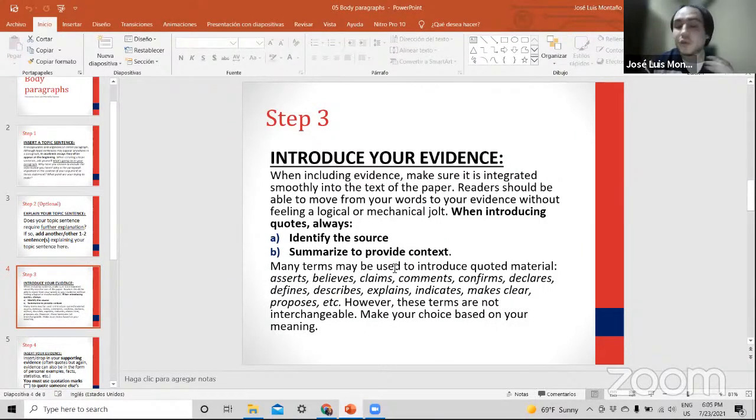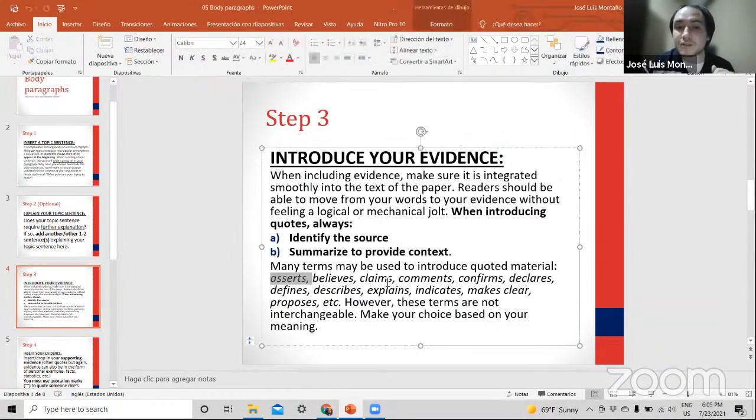First, you can introduce the evidence by using many verbs. You have many possibilities. For example, you have this list of verbs over here: asserts, believes, claims, commands, confirms, declares, and so on and so forth. Even in the example that we were reading, it says stresses. So you have a lot of verbs, and you can play with them because you are going to introduce at least two pieces of evidence, one in the first paragraph and the other in the second paragraph. So you can use a different list of verbs each time you introduce different evidence.